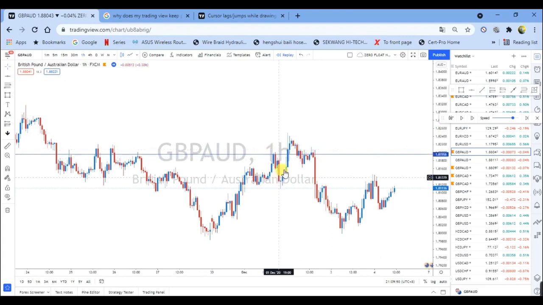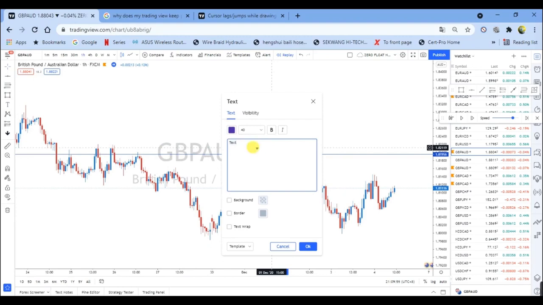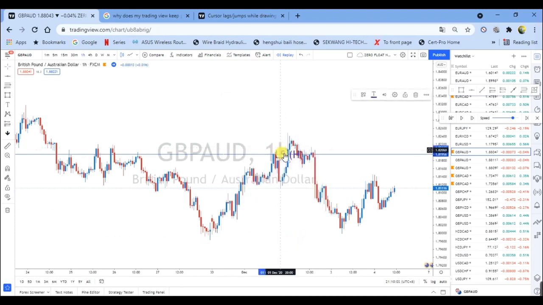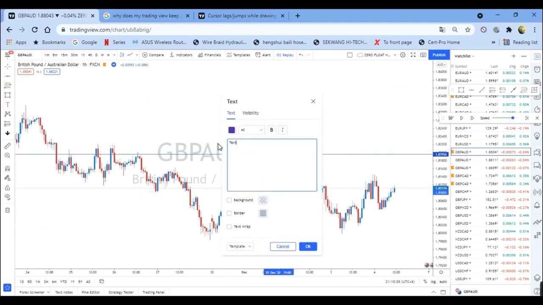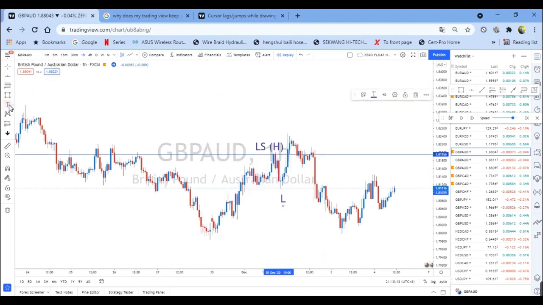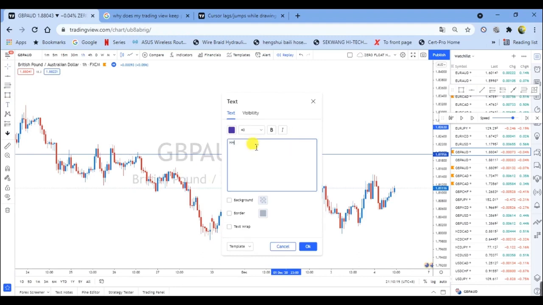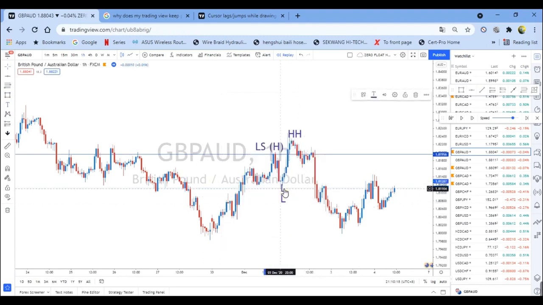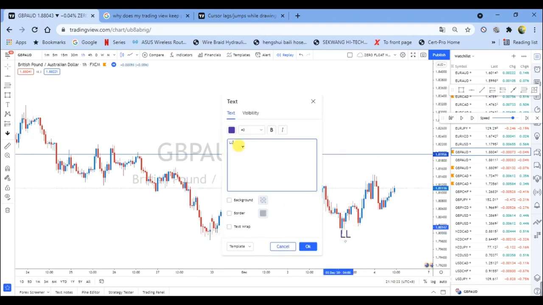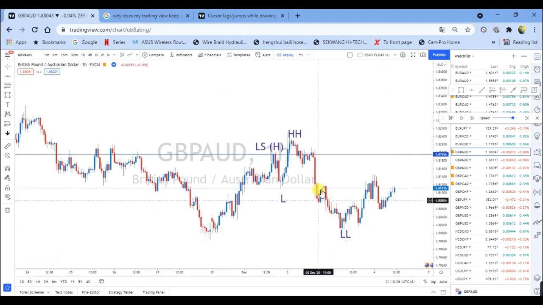This is our structure: high, low, higher high, lower low. Let me mark the structure so that you can have a clear view of it. So this is our left shoulder. LS is the left shoulder, so I mark it as a high. Then we have another one here, which is the low. Then this is the higher high. This is the lower low. Okay, so now we have the structure.